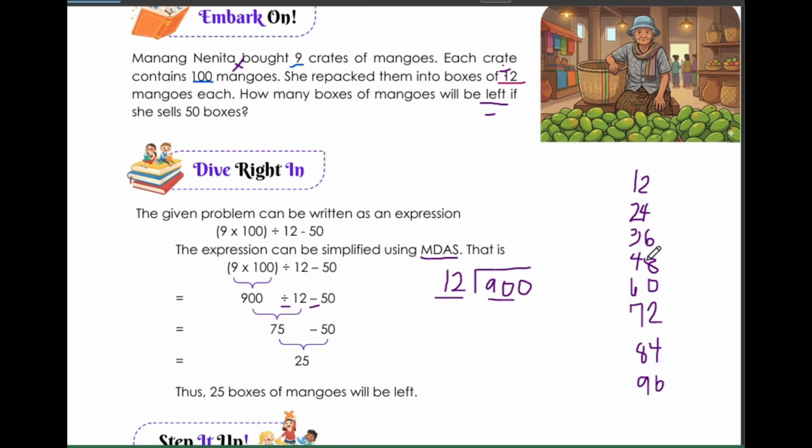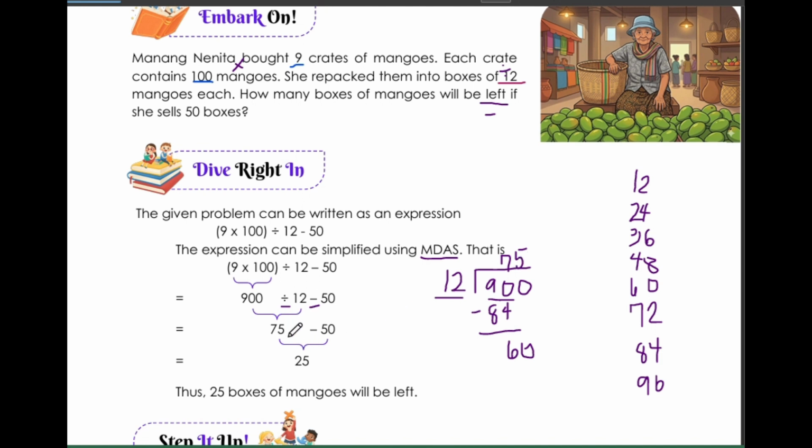1, 2, 3, 4, 5, 6, 7. So we can say it's 7. 7 times 12 is 84. 90 minus 84, that's 6, and bring down the 0. So 60 divided by 12, we have 1, 2, 3, 4, 5. That's why we have 75 here as the answer.